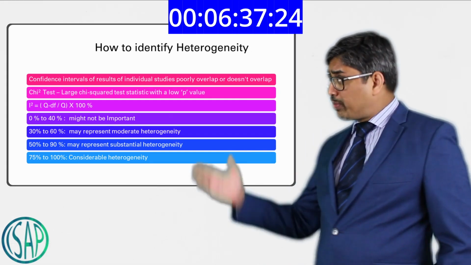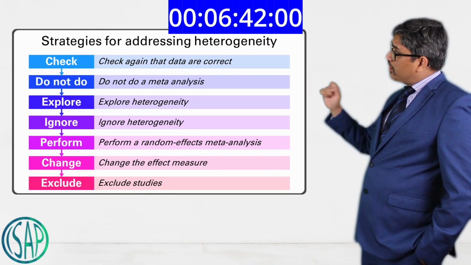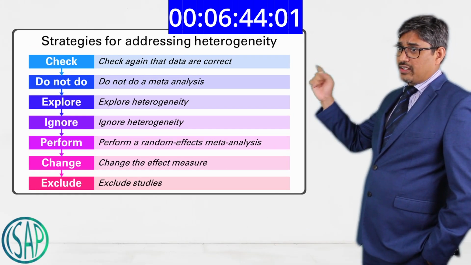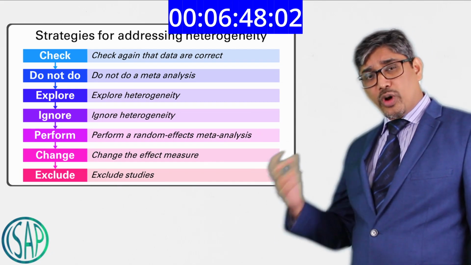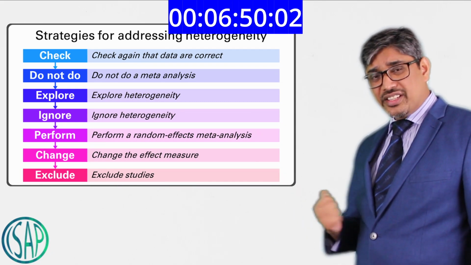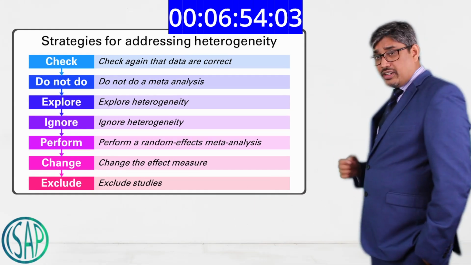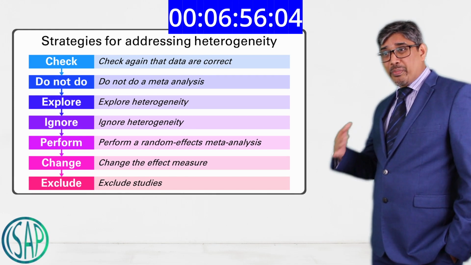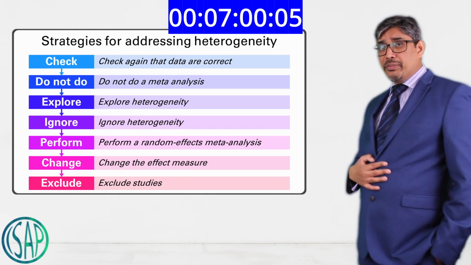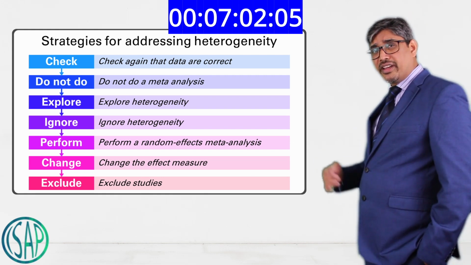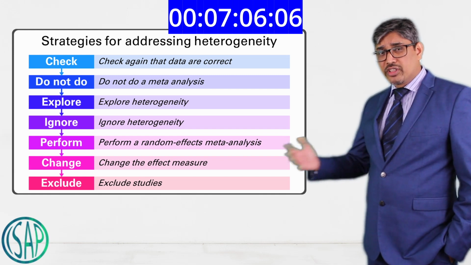This flowchart explains how to address the heterogeneity. First of all, check if the data is correct. Try to explore heterogeneity. What caused it? Number one, is it clinical diversity or is it methodological diversity? Explore. Can you ignore heterogeneity? Not really. You should stop doing meta-analysis and address the issues first. Maybe you can address the issues by performing a random effects meta-analysis to see what comes out of it.